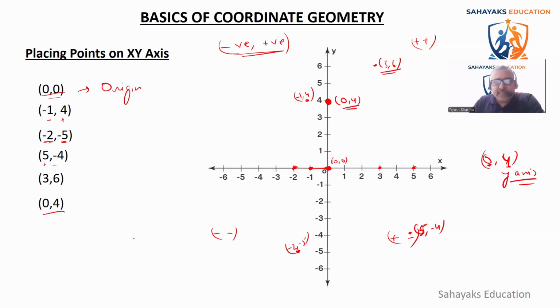Similarly, if I take a point 3, 0, we move 3 on the x-axis, this is the point, and then 0 on the y-axis. So this is the point 3, 0. Any point where we have a value for x but the value of y is 0 will lie on the x-axis. So please remember certain things.